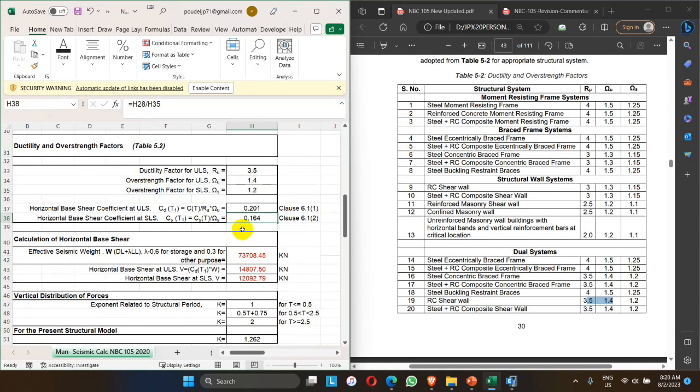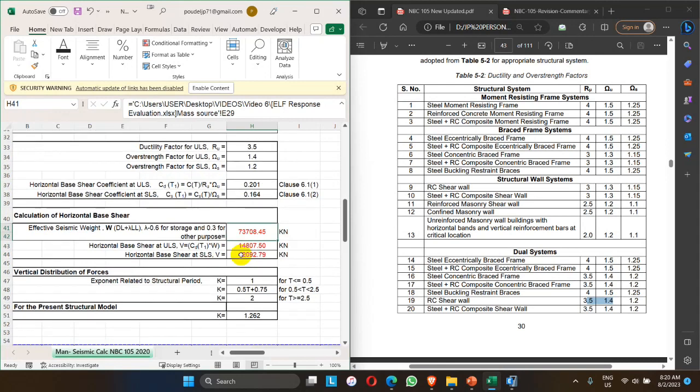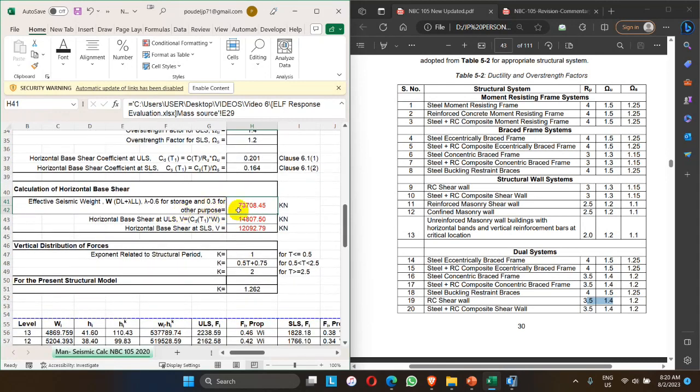So if we look into the value of the design coefficient, first of all we need to calculate the seismic weight of the structure. The seismic weight of the structure I will calculate from the model and copy paste it here. So let me go to the model for the evaluation of the model analysis.